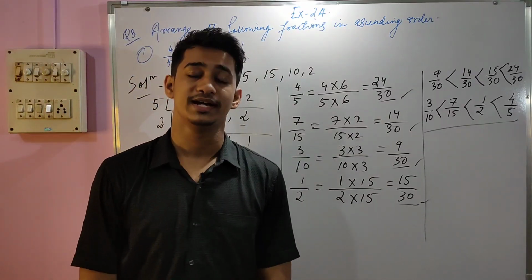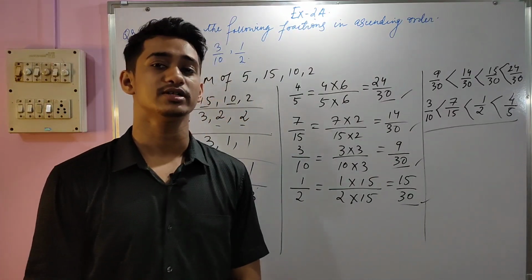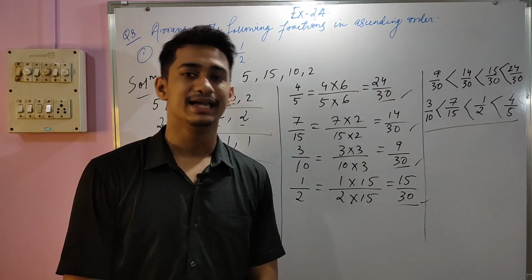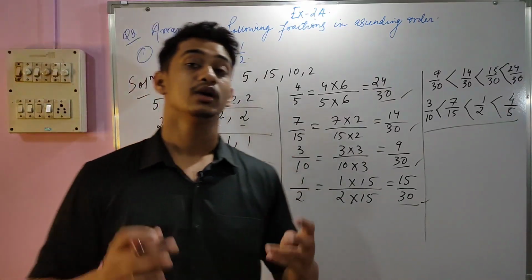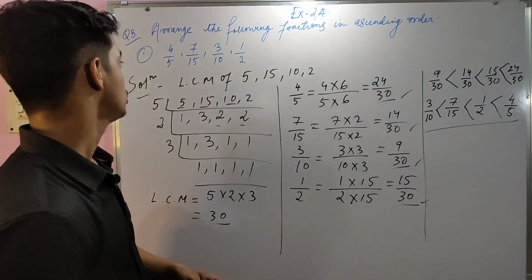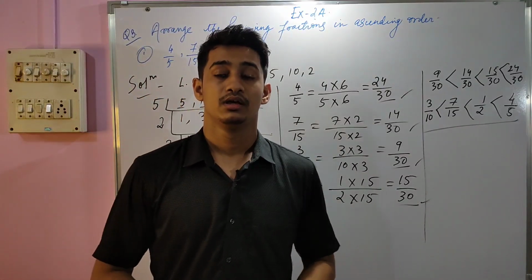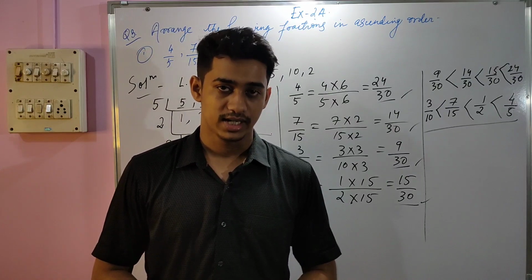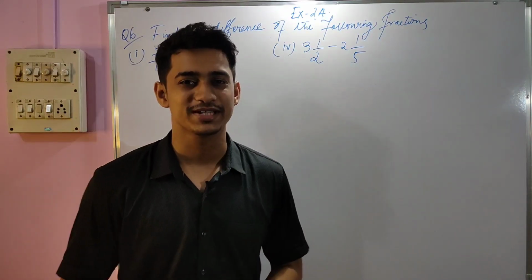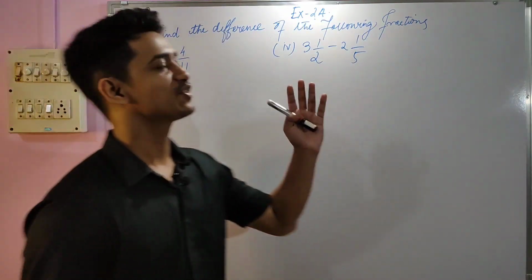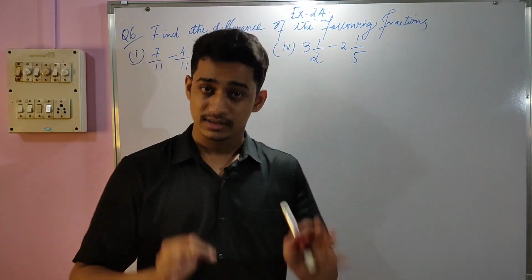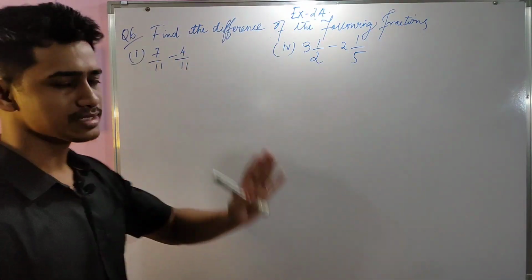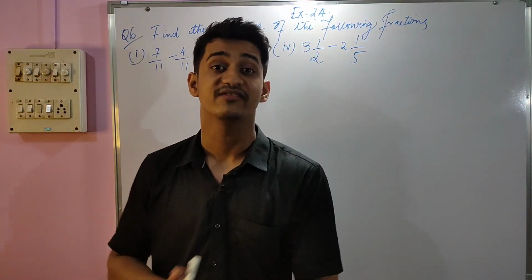And question number 2 is very much similar. First we have to convert mixed fraction into improper fraction, then we have to repeat the same process. So question number 3, 2, you just do it in your classwork copy, right? So now comes question number 6. Question number 6 is find the difference of the following fractions. Question number 5, you can easily do it. Just understand this question number 6, you can easily do question number 5 as well.